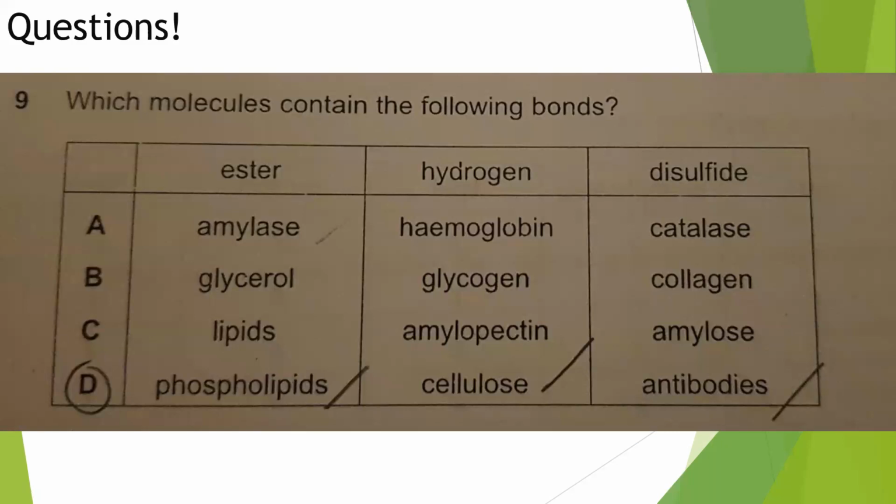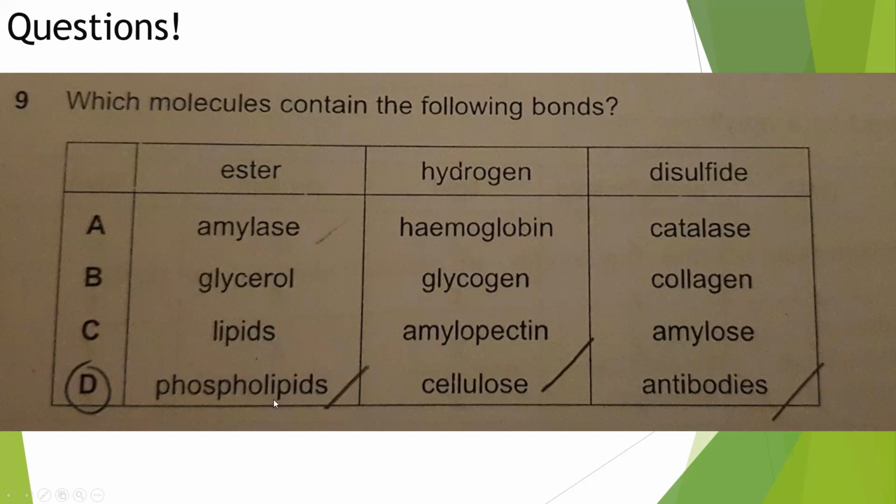So the next question: which molecules contain the following bonds? Ester, hydrogen, disulfide. Amylase is a protein. Hemoglobin, catalase. Catalase is also a protein. Okay, so read through the options, and I'll give you a second to think about it yourself.